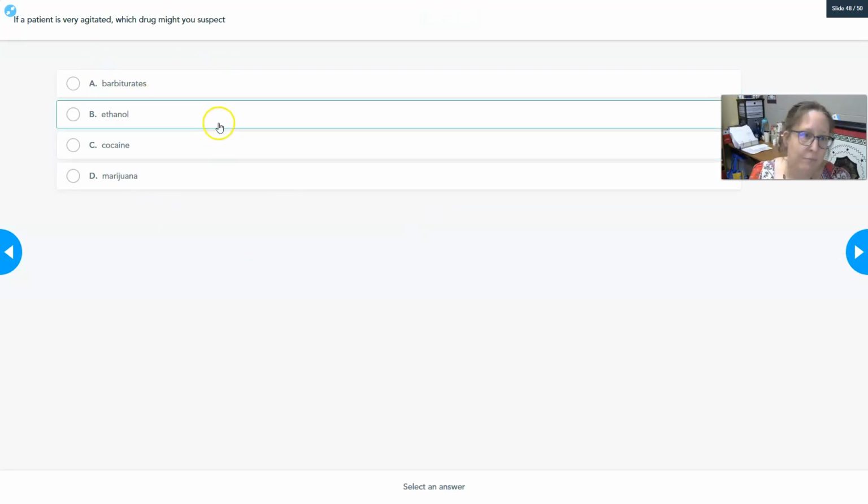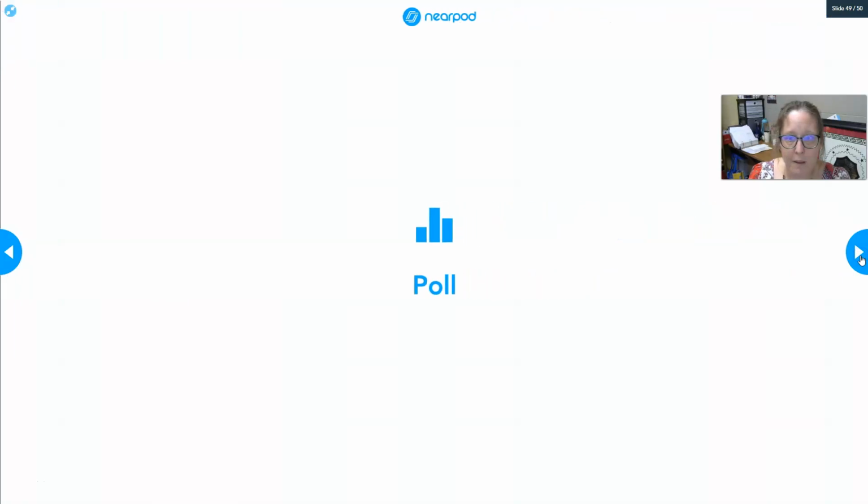And last little question check here for those in my class. If the patient is very agitated, which one of these would you suspect? Hint, hint. Most of them are downers, only one is an upper. So you probably would suspect the upper, right?